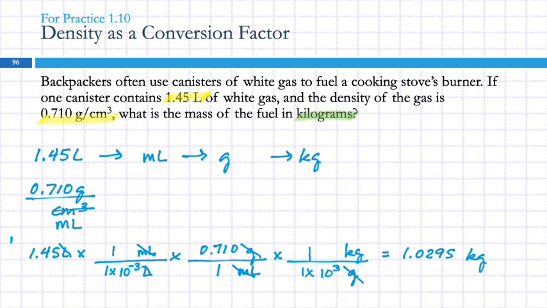How many sig figs? 3. Our starting number had 3. Our density also had 3. Density is measured, it doesn't have infinite sig figs. 1.03 kilograms.